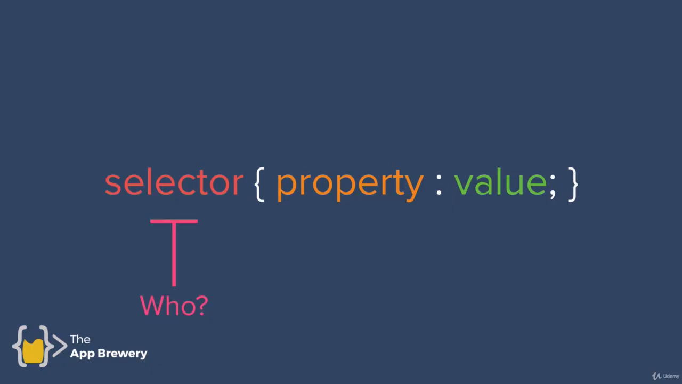And the next part is the property. And this is the what. What about that H1 do you want to change? Is it the background color? Is it the text color? Is it its position? And finally, we've got the value, and that is the how.